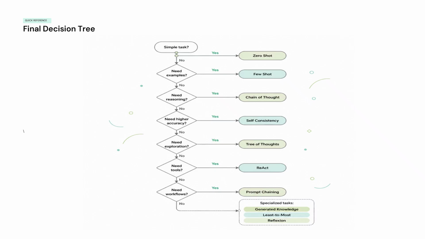If the problem involves workflows or specialized situations, techniques such as prompt chaining, generated knowledge, least to most, and reflection become useful depending upon the tasks. Of course, in practice, these techniques are often combined together rather than used individually.